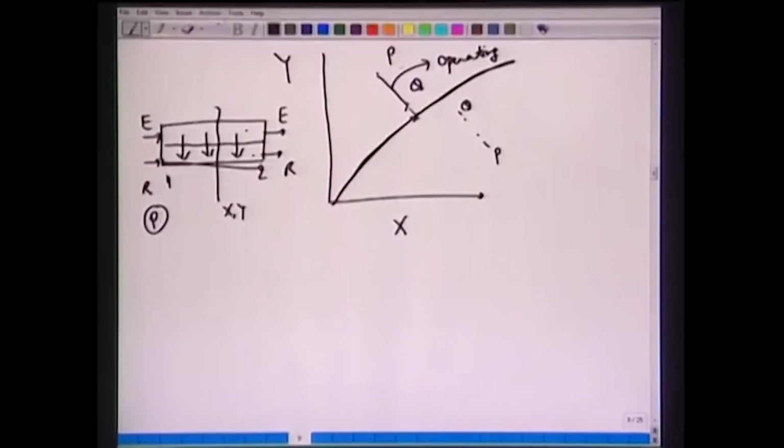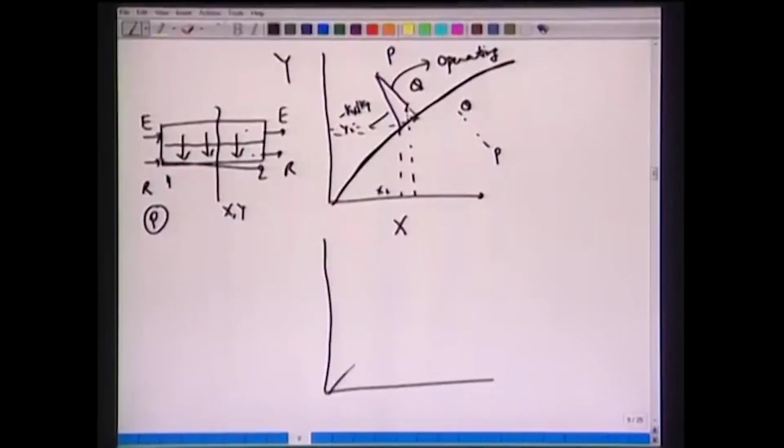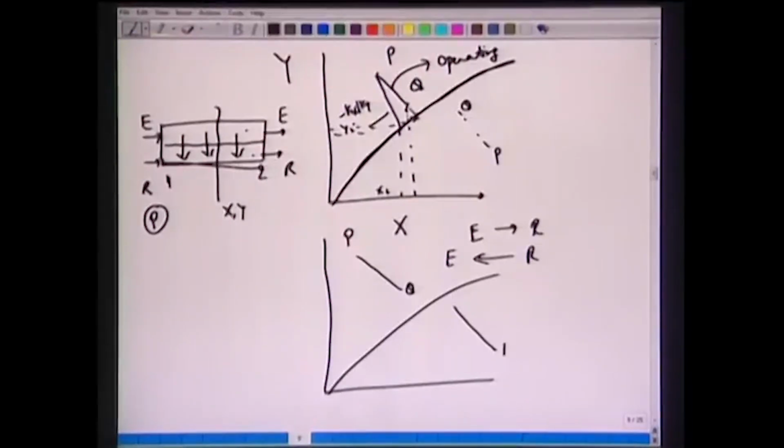If you want to draw the different driving force, then one can draw another line with the slope of minus kx over ky, to obtain yi and xi for the point P. So we will have yi and xi. Similarly, here also we can draw this line to obtain these two interfacial concentrations. All right. So the idea is that we have one equilibrium curve, and we have the operating curves like this, depending upon whether we have mass transfer from the E phase to the R phase, or from the R phase to the E phase, with points P and Q.